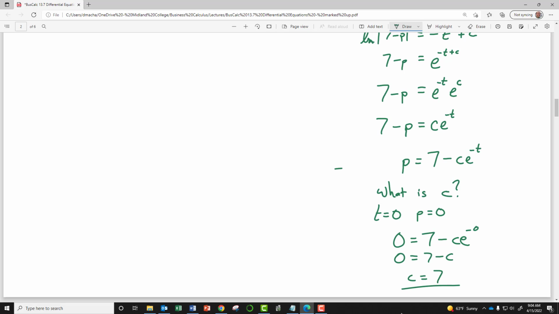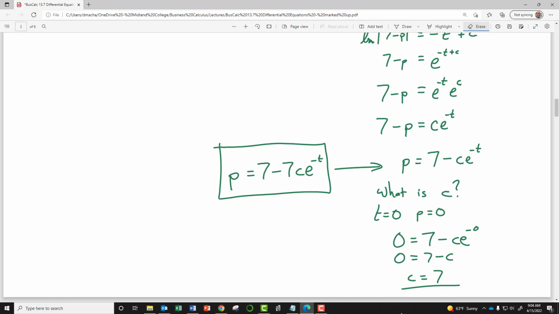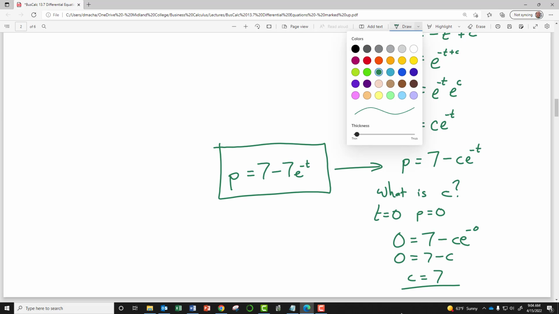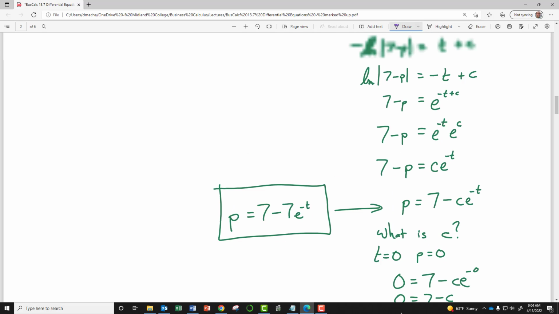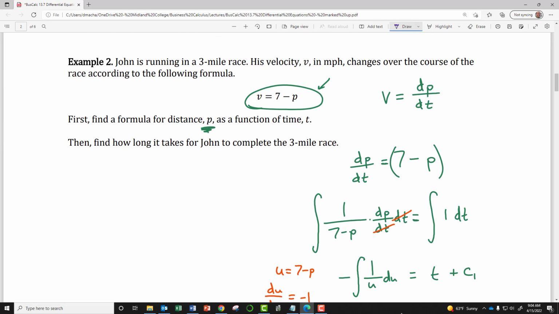So going back and plugging that value for c in, I have p is equal to 7 minus 7 c times e to the negative t power. Oops, my bad. I already plugged in 7 for c, so I don't need another c. 7 minus 7 e to the negative t power. Great. So I have an equation that tells me my distance as a function of time for my racer John in example 2. That was the first step.